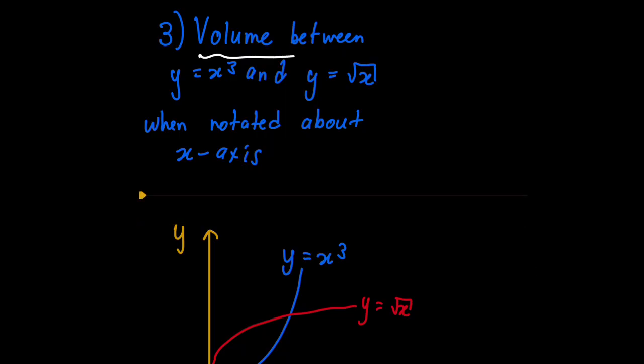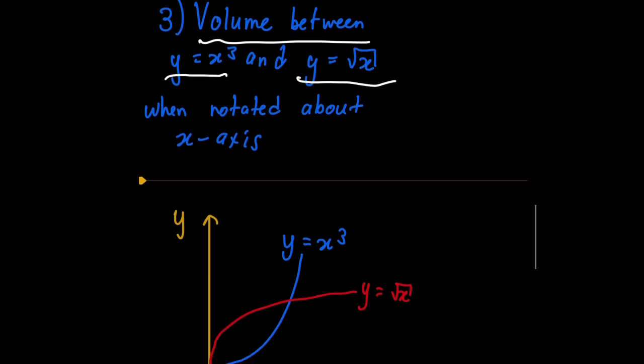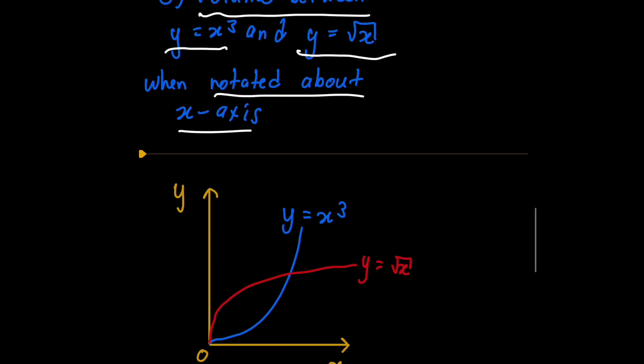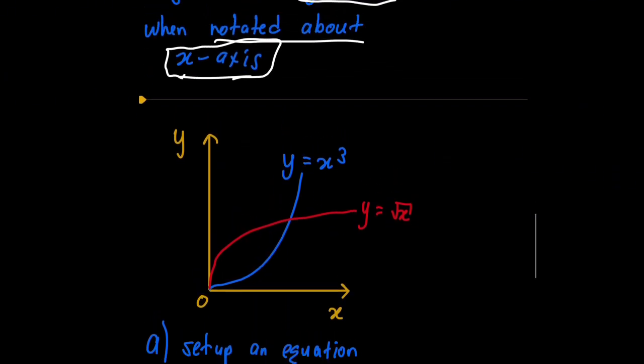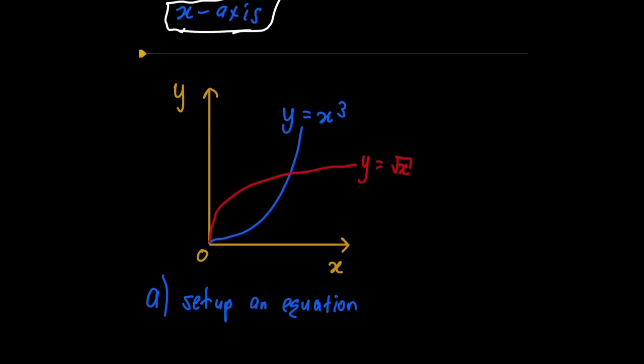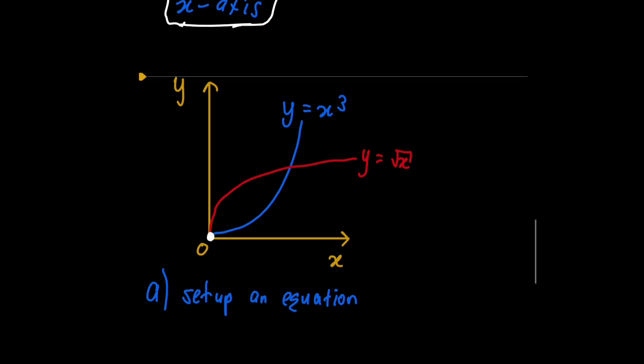In this problem, we're trying to find the volume between two curves. So it says volume between y is equal to x squared and y is equal to the square root of x when rotated about the x-axis. So when it's rotated about the x-axis, we don't have to find any inverse function. Great. But okay, it tells us to find the volume between these two curves. So first we need to identify where they intersect, right? To set our boundaries. So they intersect once at 0, and then they intersect once at this point, right?